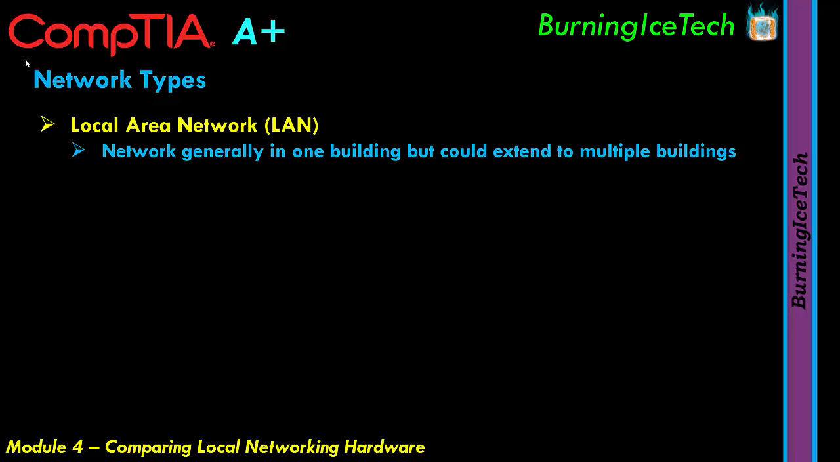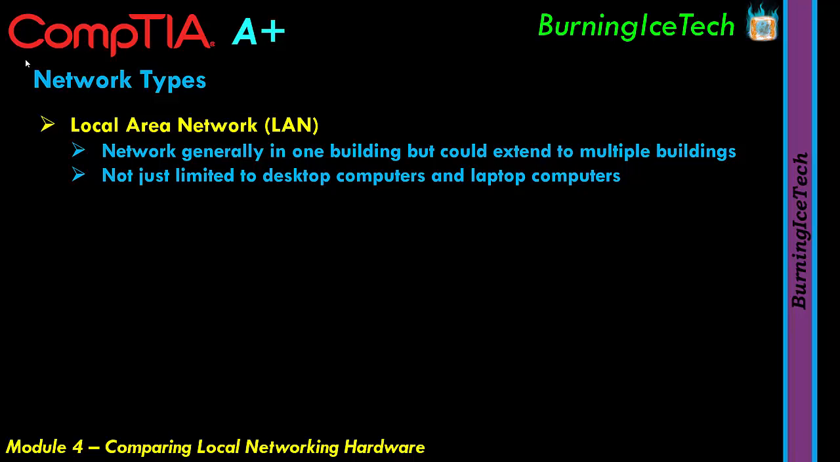Something else you guys need to be aware of: a LAN, in other words a local area network, is not just limited to desktop computers and laptop computers. This could these days actually be a lot of other things. I mean, heck, this could be a server for all we know. This could be firewalls. This could be access points. This could be routers. This could be printers and scanners. There's a lot of things that can actually form part of a network. In essence, anything you can connect to a LAN cable within that same building can, in fact, be part of your LAN, believe it or not.